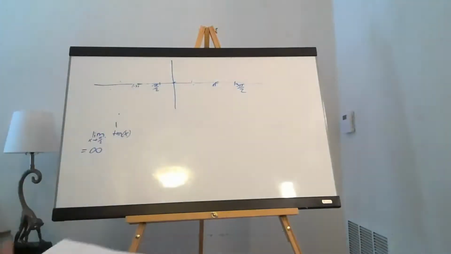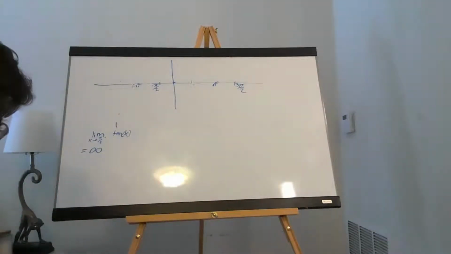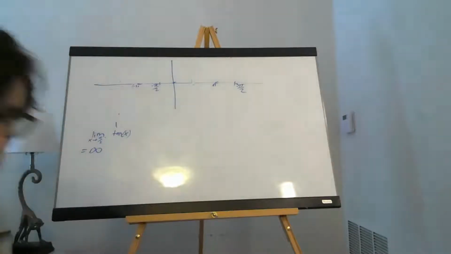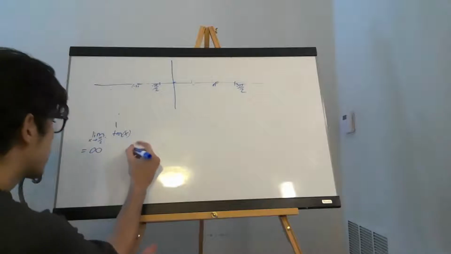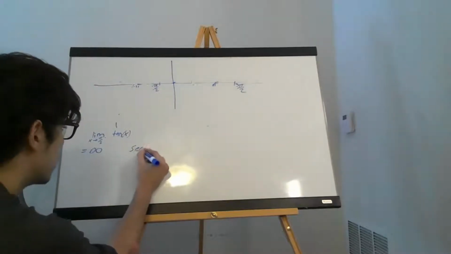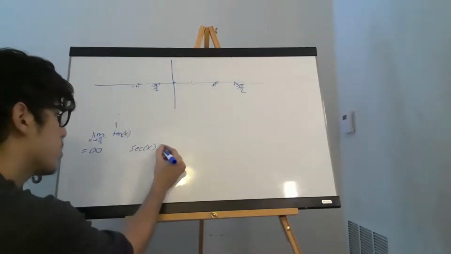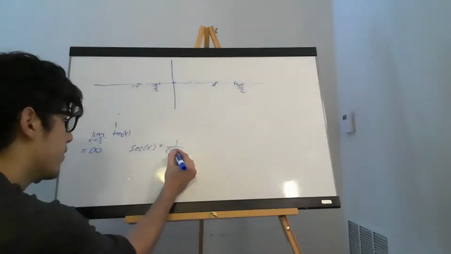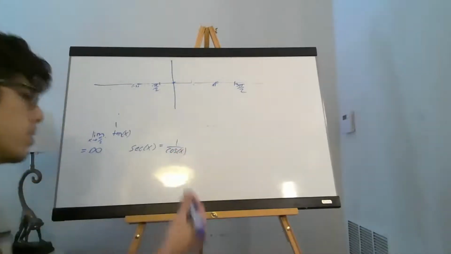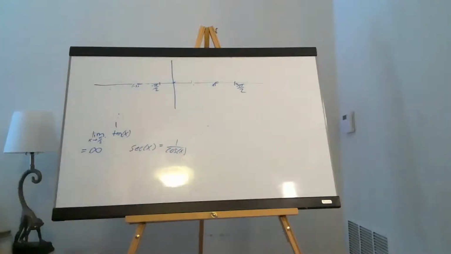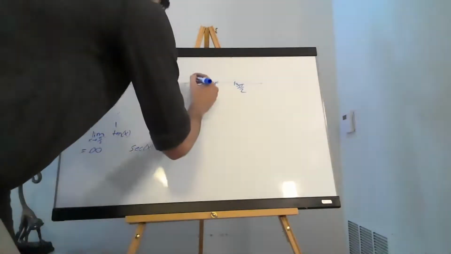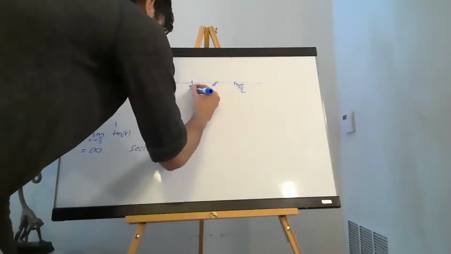So the next one I'm going to do will be secant of x, which, if you guys remember correctly, secant of x is equal to 1 over cosine of x. Or we could just say it is the inverse of cosine. So keeping that in mind, I'm going to redraw this pi over 2 here.